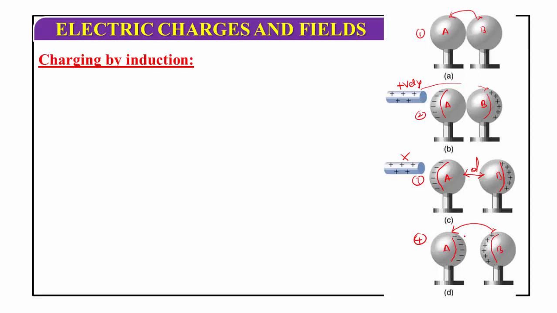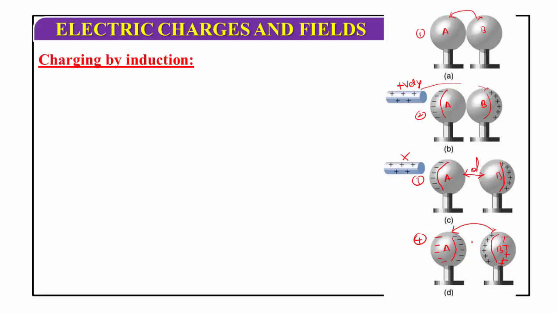Now the charges on them get uniformly distributed throughout the surface. When we keep them apart, the negative charge and the positive charge are equally distributed throughout these two spheres. This process is called charging by induction.